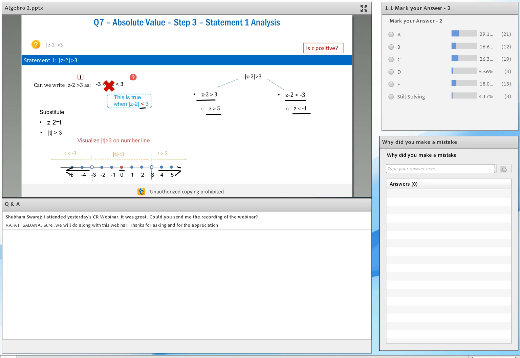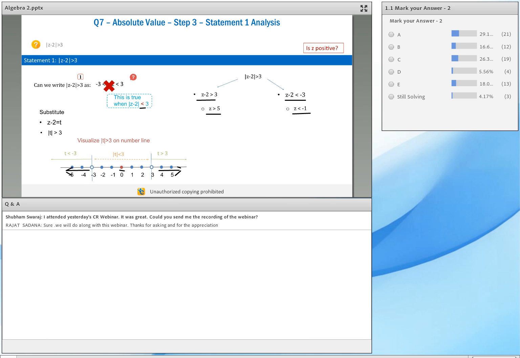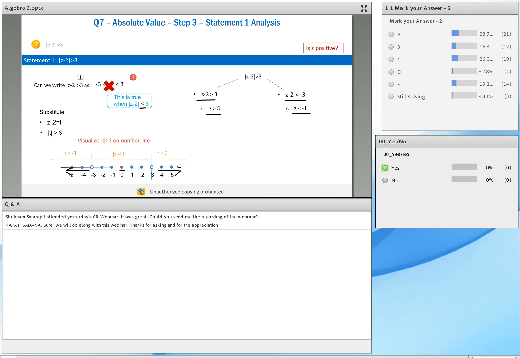How many of you were able to get to this? Actually, let me put in a yes/no poll. How many of you were able to get to these two constraints? Z is either greater than 5 or z is less than minus 1. There were 36 of you who were able to get to this.